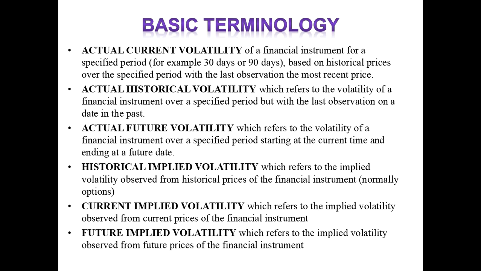Next, let's look at historical implied volatility, which refers to the implied volatility observed from historical prices of the financial instrument, which are normally options. Next is current implied volatility. This refers to the implied volatility observed from current prices of the financial instrument. Next is future implied volatility, and this refers to the implied volatility observed from future prices of the financial instrument.